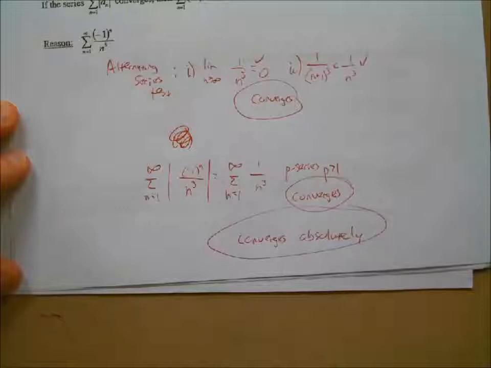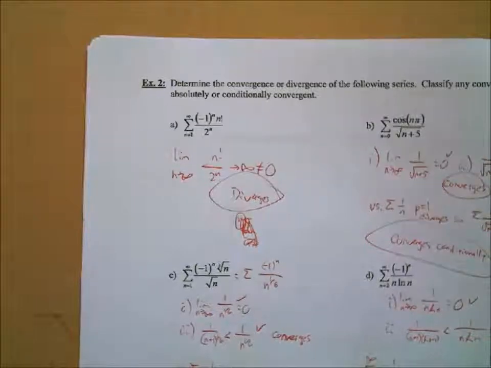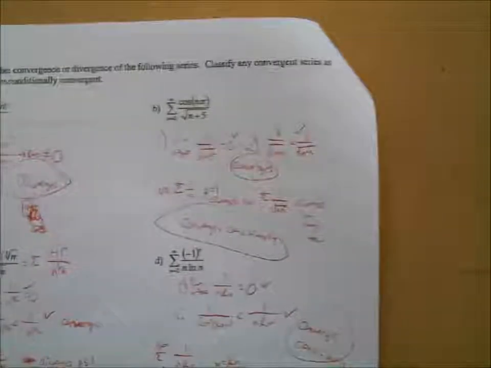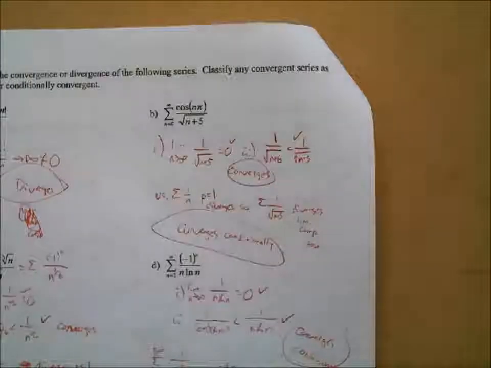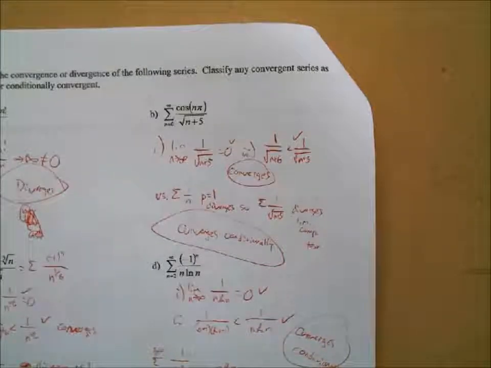Okay, we'll stop there. We're going to go over things. Letter A should have gotten diverges. The numerator gets bigger much faster than the denominator will, so it's going to go to infinity. Since we're alternating between positive and negative infinity, it's divergent. Letter B converges conditionally. It's a P series when you check it out. That P series diverges, but the alternating series converges, so it converges conditionally.